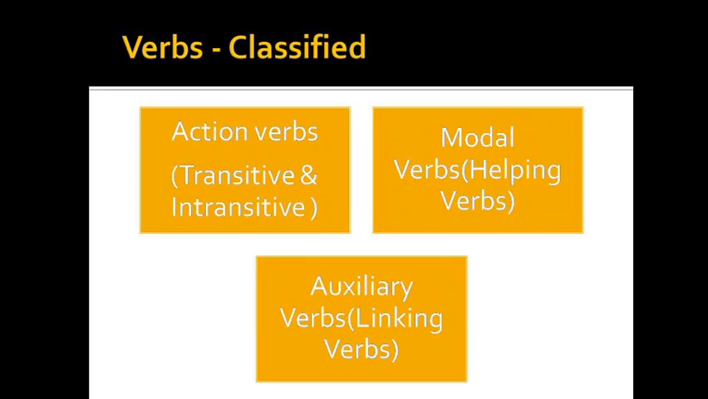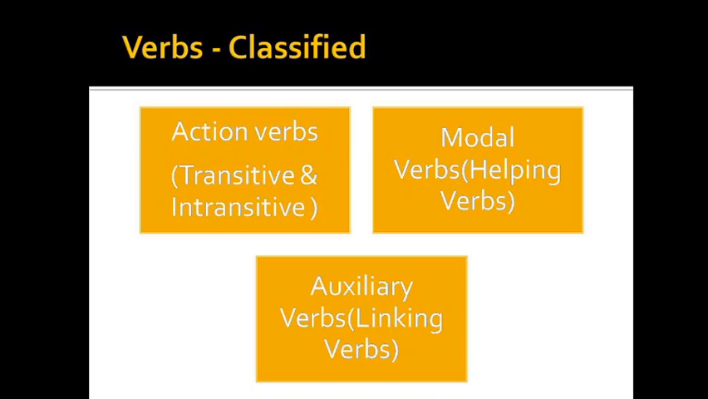So, verbs are classified as action verbs, modal verbs, and auxiliary verbs. Action verbs can again be classified into transitive and intransitive verbs. Transitive verbs are those words which have a direct object. For example, he found the treasure. What did he find? He found out the treasure.